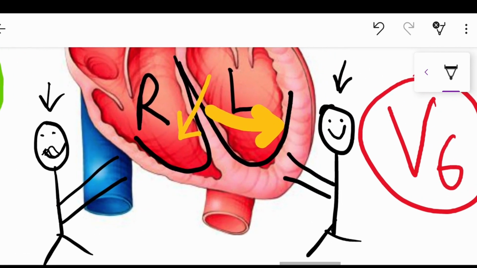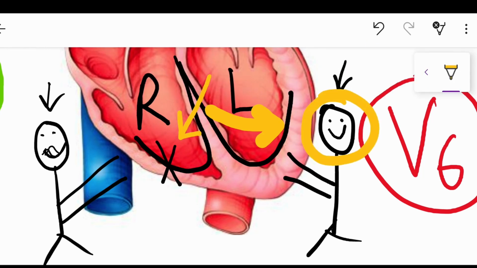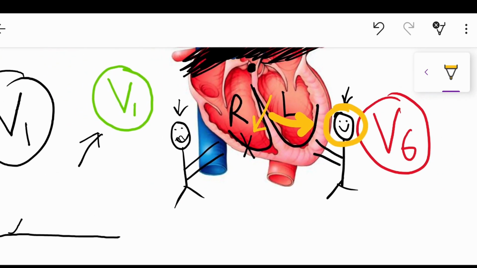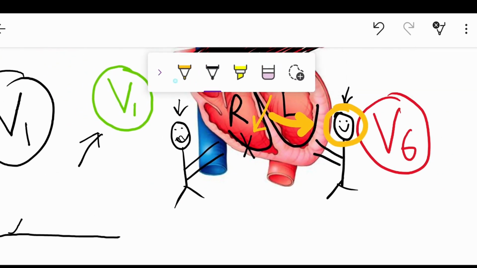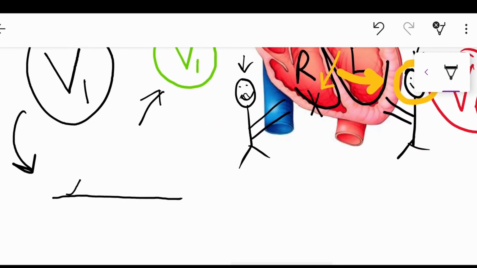What happens then? This guy has gone offline, and this guy is pulling all of the impulse to his side. What's that going to mean for the impulse here for this waveform? There's going to be a negative deflection.